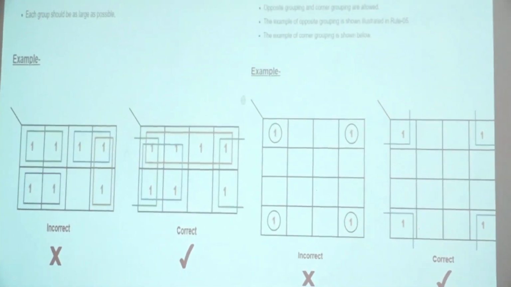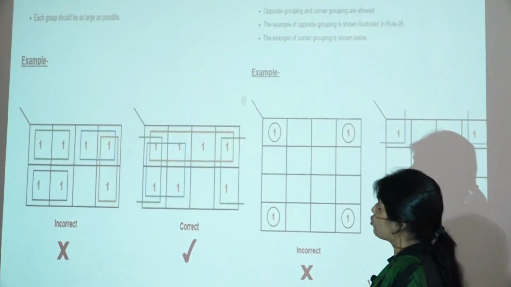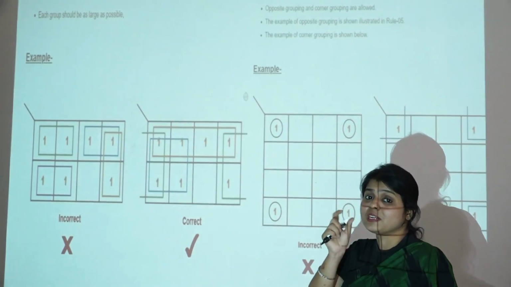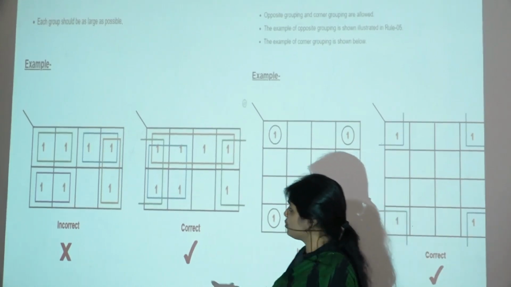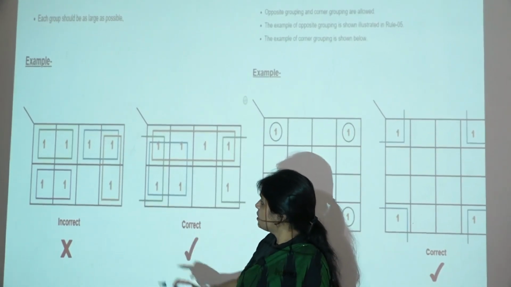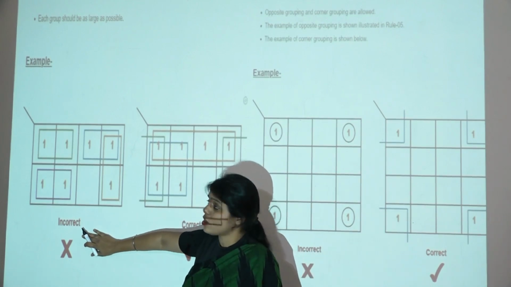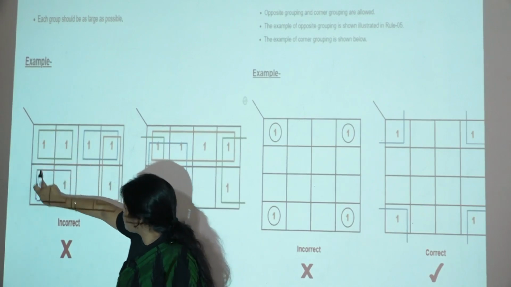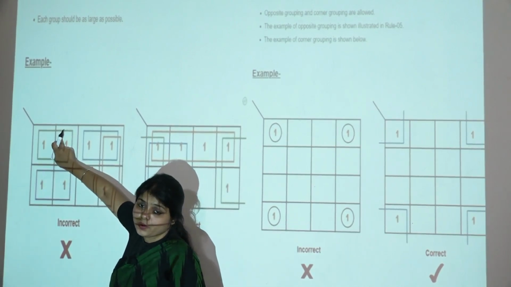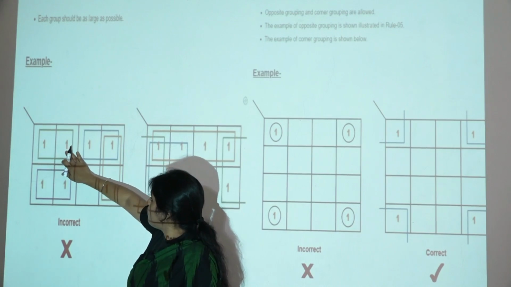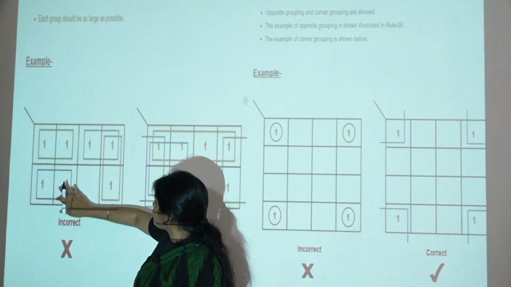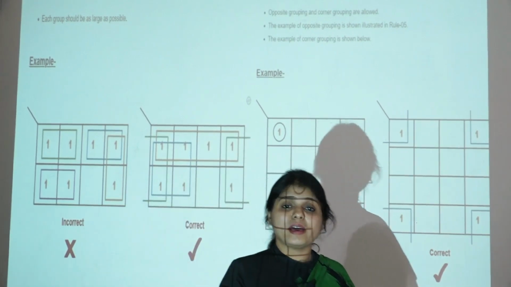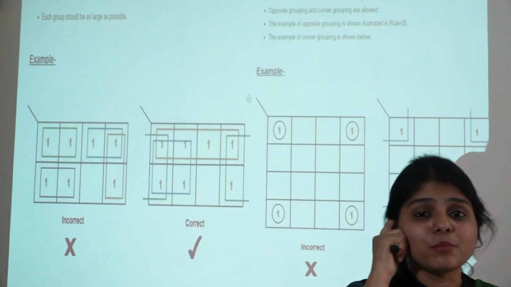Now look at this. Each group should be as large as possible. That is, as large in the sense it should cover as many numbers as possible. Now when you look into this, this is wrong. Why is this wrong? Because I have the possibility of this 4 mapping, I have the possibility of this 4 mapping, right? But what did I do? This is one pair, this is another pair, this is another pair, and this is another pair. So I am doing 4 2-cell pairings, with which I may generate more number of terms.